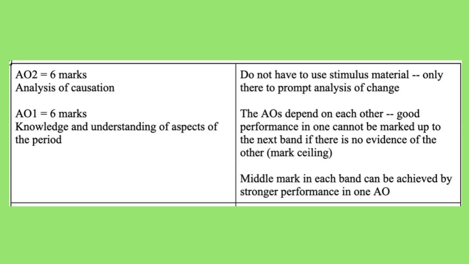Now, we know that 6 marks are available for AO2, which is your analysis of causation. Remember that the question has asked you to explain why. That means that you need to think about the factors and things, events, developments that led to this. So what do you think caused it?